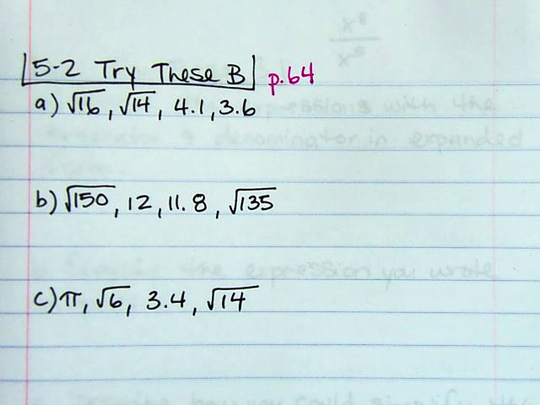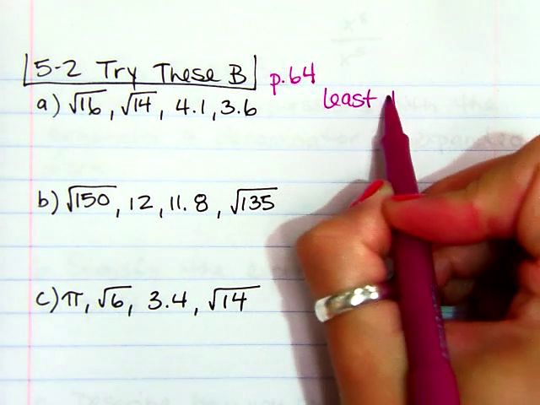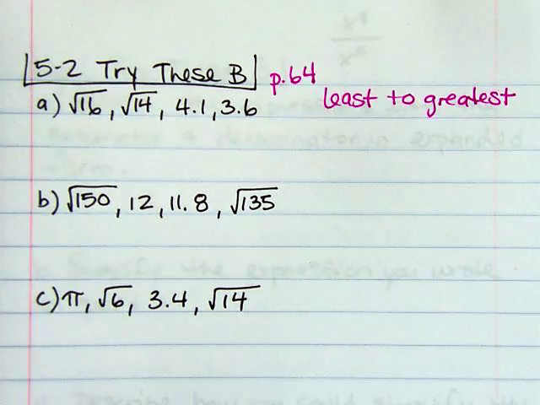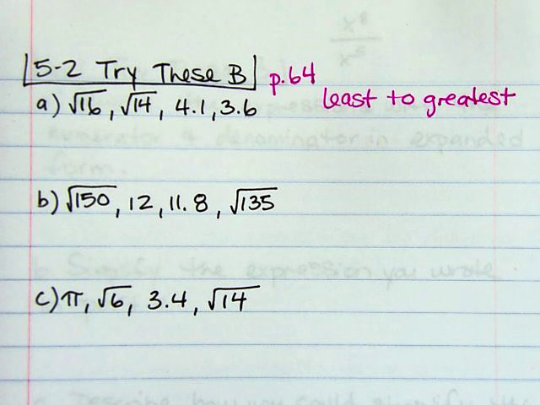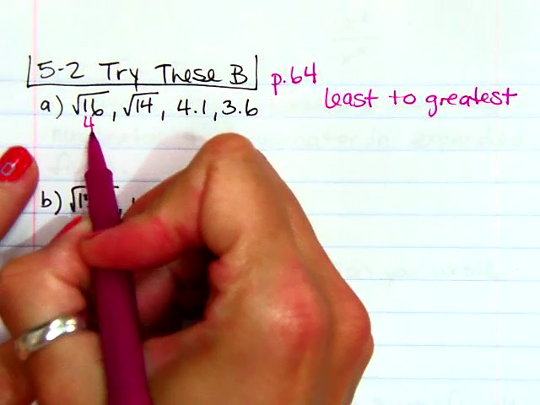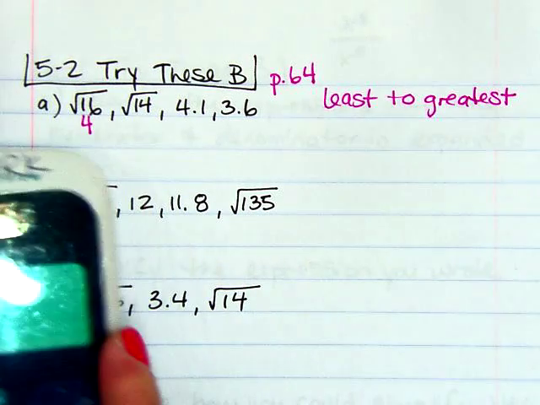Okay, and the directions say order the following numbers from least to greatest. So that means we are going to start with the smallest number listed here. The strategy is that I need to know a rounded decimal for all of these with radical signs on them, or an exact value. The square root of 16 is an actual number of 4. If you're not sure, you can put that in your calculator.